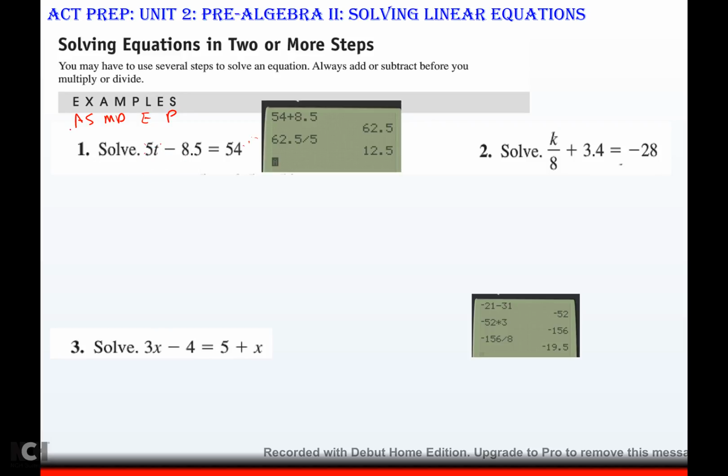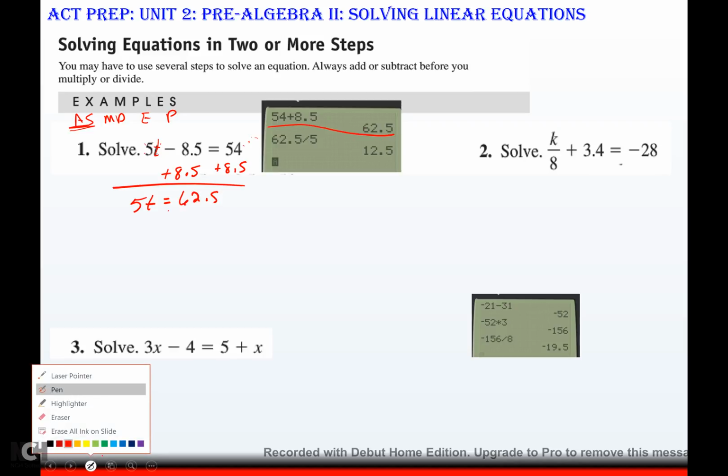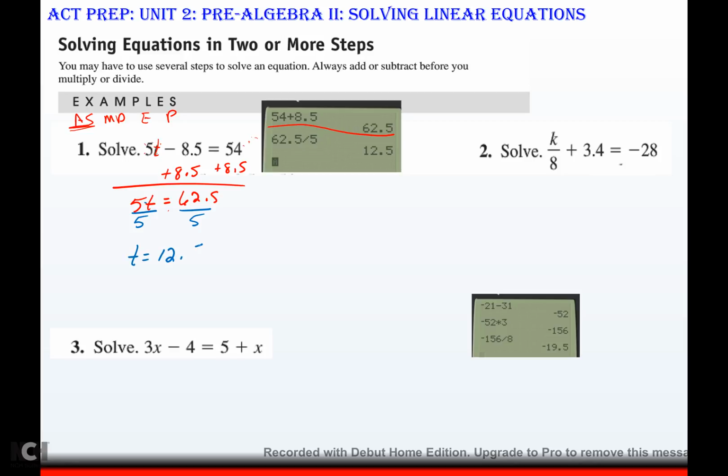Okay? The rule is you undo these things first. So the first thing I'm going to undo to t is they're subtracting 8.5. I'm going to add 8.5. That would give me 5t equals 54 plus 8.5, which is 62.5. And now t is still not alone. They're multiplying by 5, so to undo that, I'm going to divide by 5, and I get t equals 12.5. Again, that'd be 12 1/2 as a mixed number.